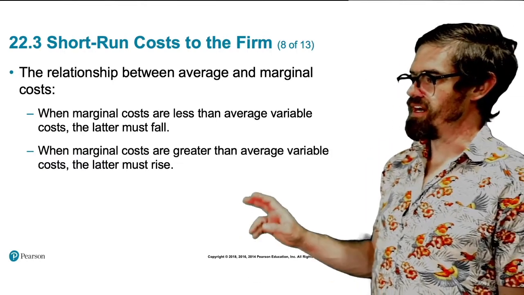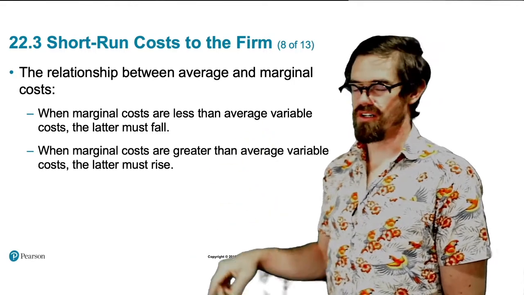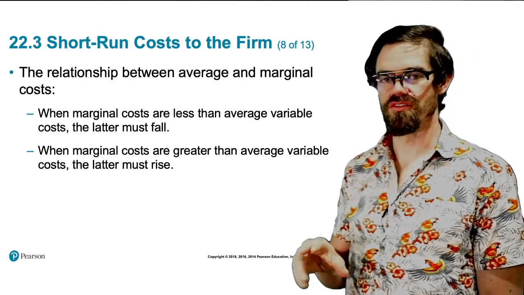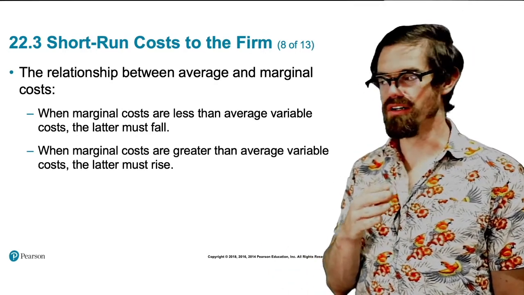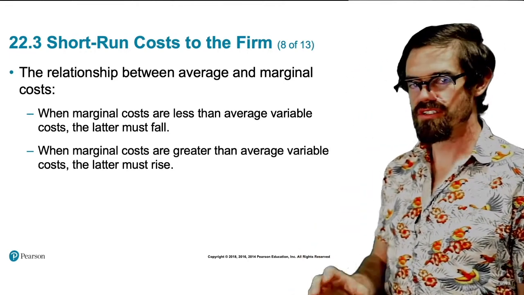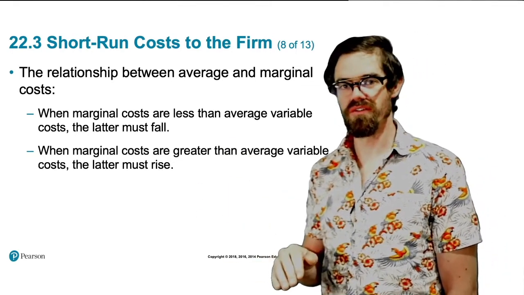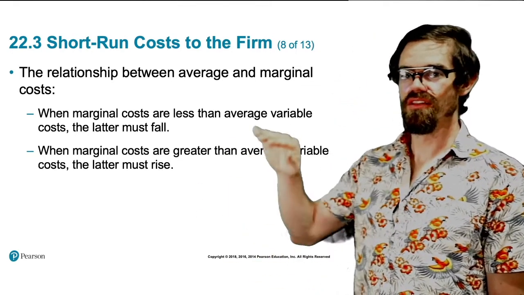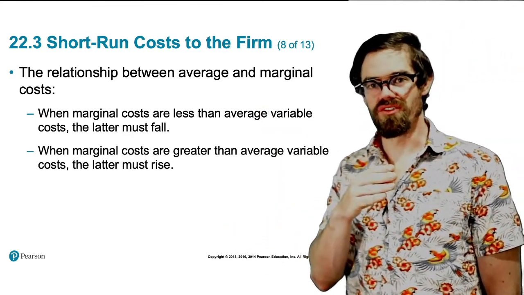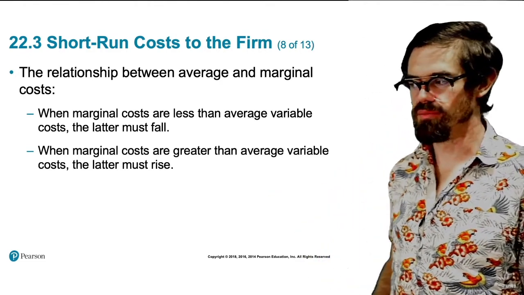Okay, now what about the relationship between the average variable and total cost curves and the marginal cost curve? Recall that I told you it's important to note that the marginal cost curve crosses at the bottom of the average variable and average total cost curves, right? The reason for that is because when marginal cost is below these averages, those averages fall. And when marginal cost is above those average curves, the averages rise. So that's why it crosses at the minimum.